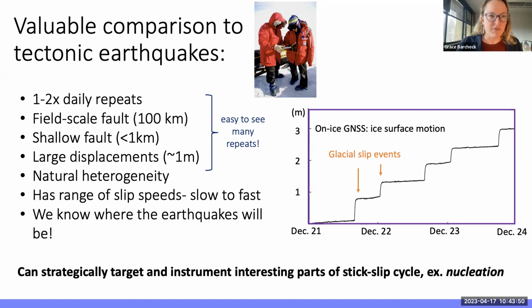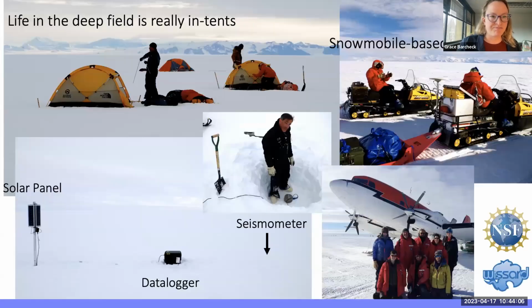Okay, so glacial slip events. This is the entire glacier suddenly sliding forward over about 20 minutes, and we can watch the slip spread out in space and time, similar to what we can do in the lab.